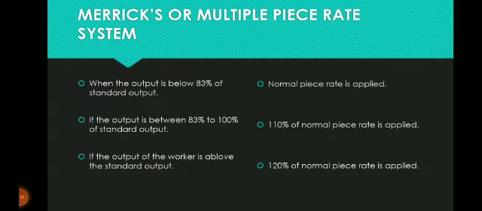Merrick's or multiple piece rate system. When the output is below 83% of standard output, normal piece rate is applied. If the output is between 83 to 100% of standard output, 110% of normal piece rate is applied. If the output is above the standard output, 120% of normal piece rate is applied.